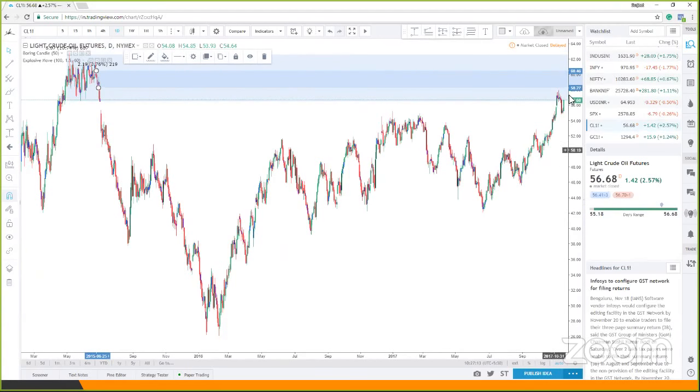The longs would have already worked out. But if you have some long positions, now is the time to start trailing them really aggressively and start locking in your profits, maybe booking partial profits. That is what you should be doing on crude oil.